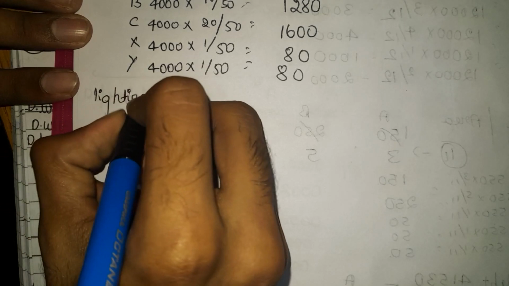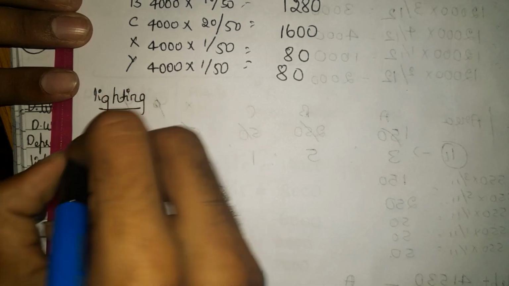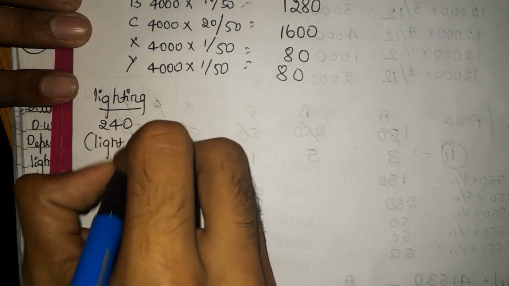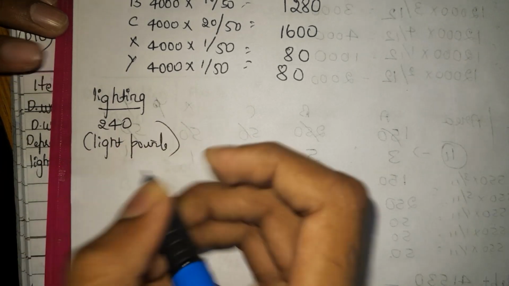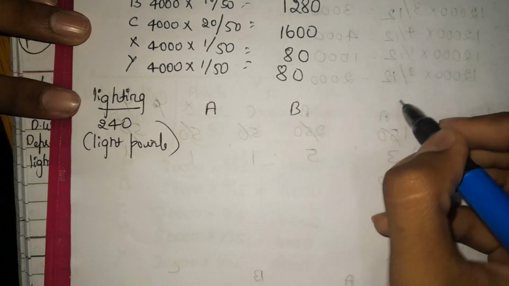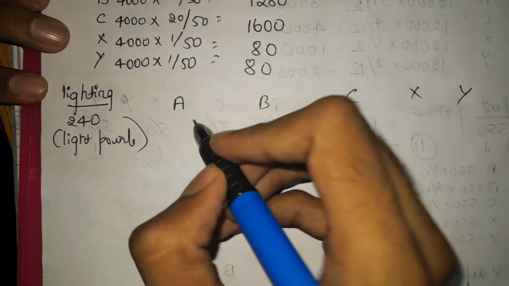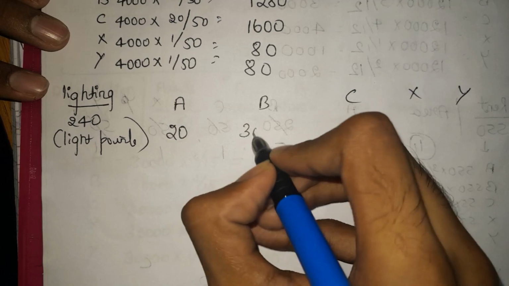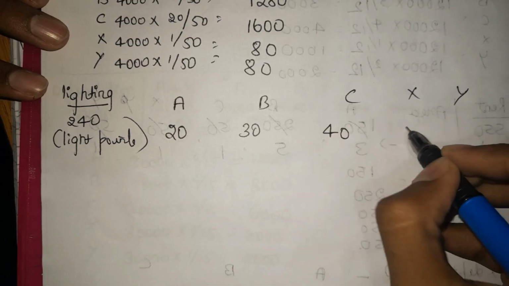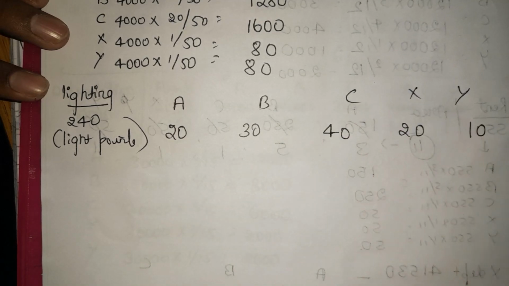This lighting expense total is 240. It will be based on the number of light points we have in each department. We have A department, B department, C department, X department and Y department. Now the number of light points in A department is 20, B department is 30, C department is 40, X department 20 and Y department 10.